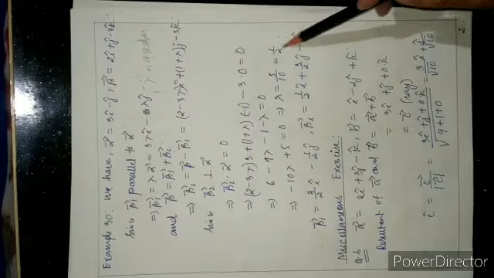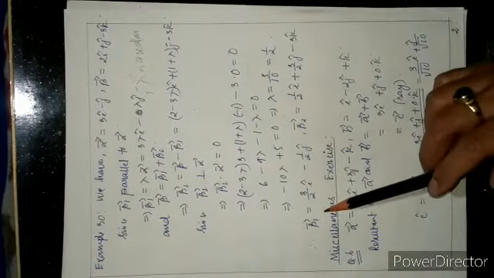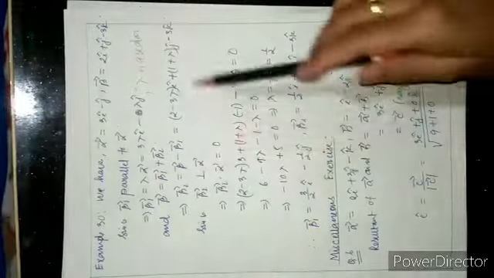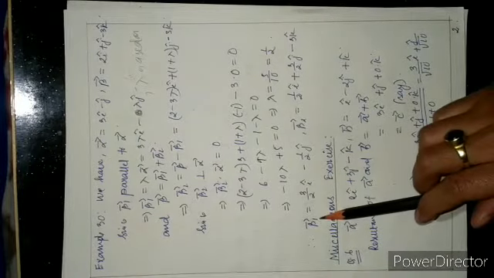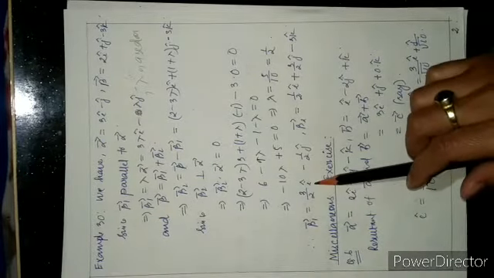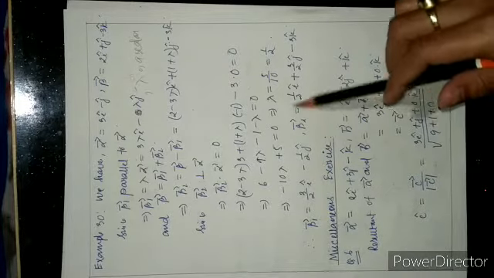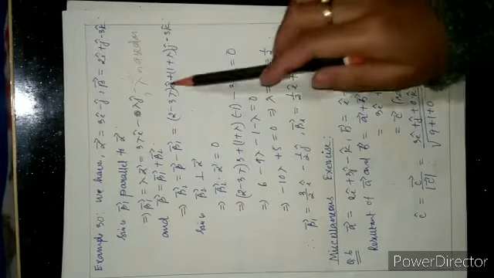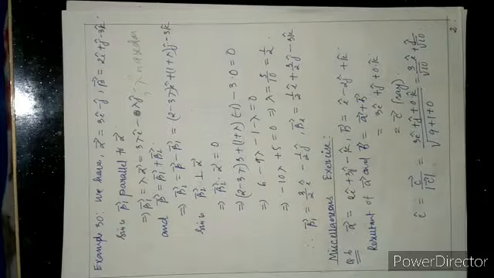Then substituting these values in beta 1 and beta 2, we have beta 1 is equal to 3 by 2 I cap minus 1 by 2 j cap. And components of beta 2 are 1 by 2 I cap plus 3 by 2 j cap minus 3 k cap.